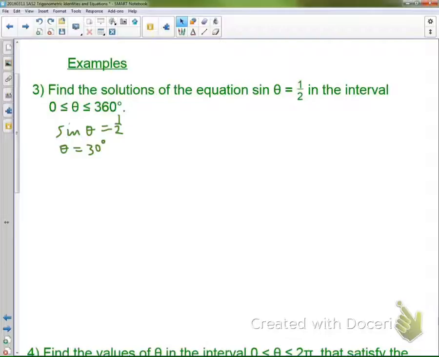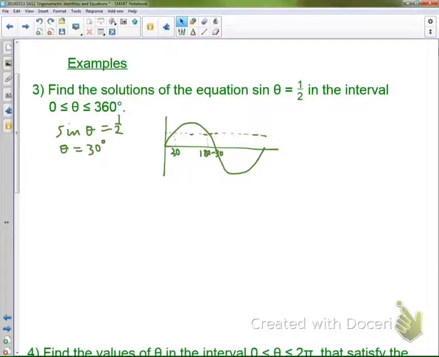Let's start by looking at what the graph of sine looks like. We have something like this, which we saw in chapter 8. Then if we're looking for where it's equal to a half, we're going to be looking about here. So we get our value of 30 degrees here, and then we have 180 minus 30 over here.